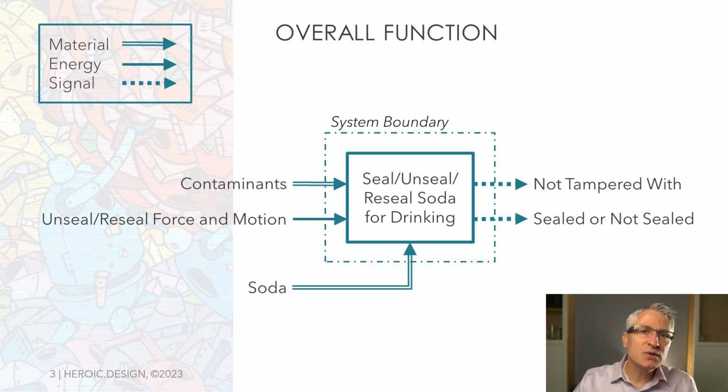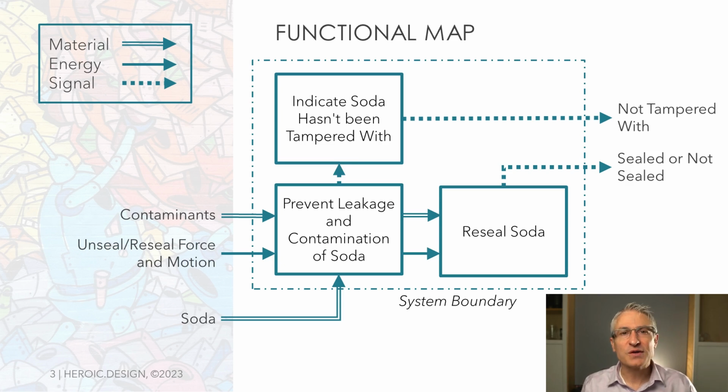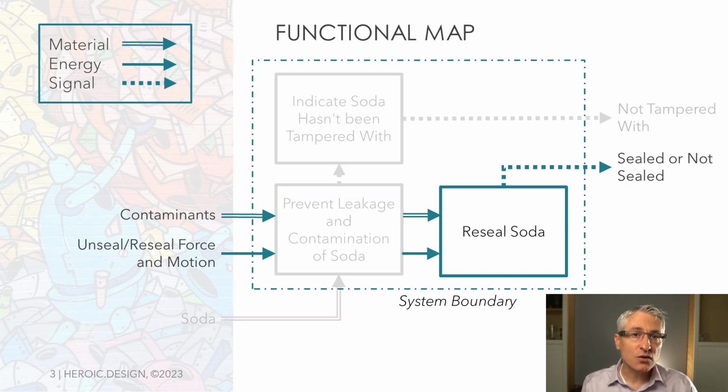If you're deciding between 2 or 3 complete solutions to the overall function, you would create criteria that describe a great solution for the entire problem. But today, we are only going to focus on criteria for one subfunction. This is the functional map. And we are going to focus on criteria for this third subfunction, reseal soda.